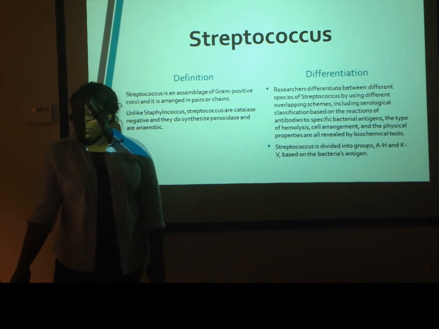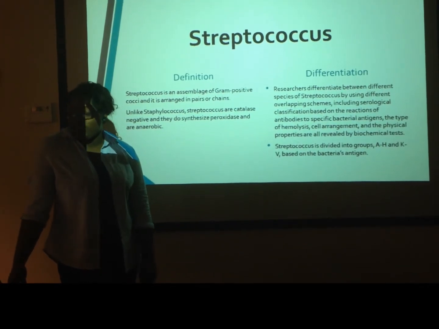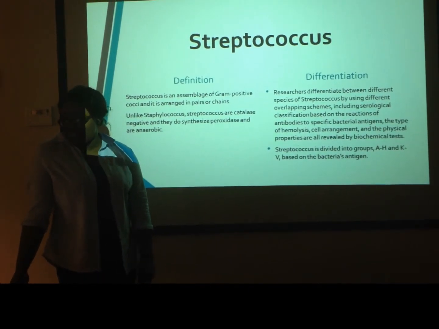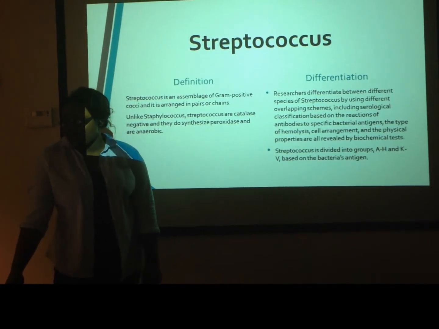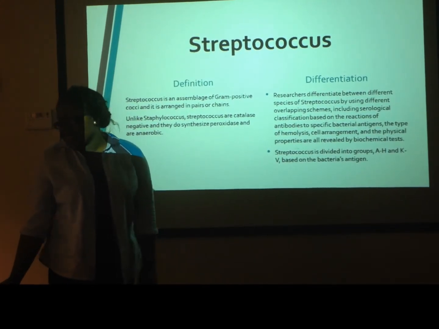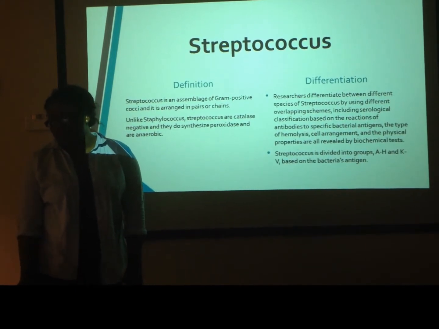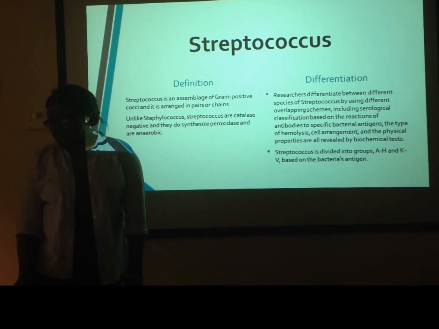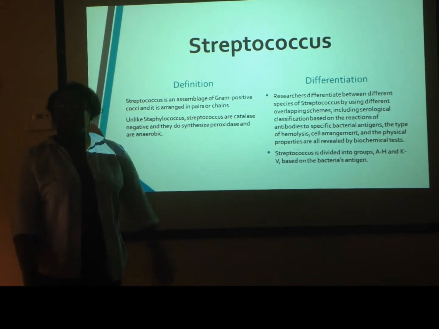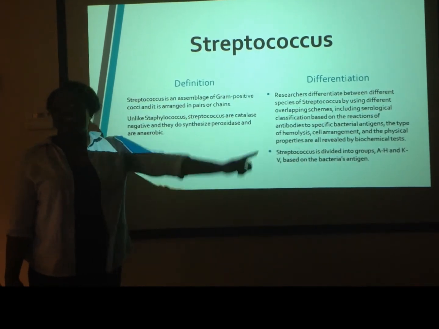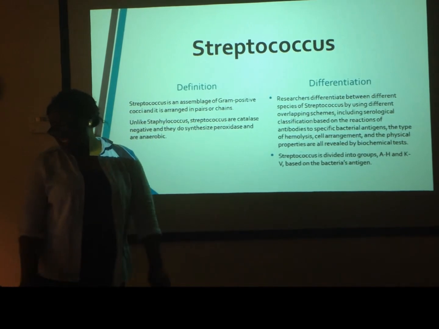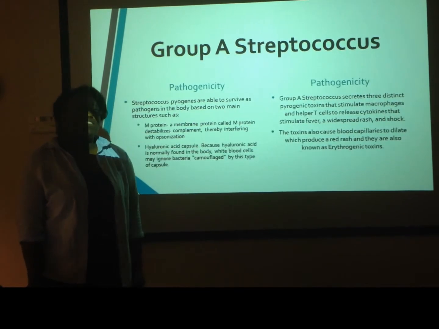Differentiation between these Streptococcus species relies on overlapping schemes: classification based on the reaction to antibodies against specific bacterial antigens, cell arrangement, hemolysis, and physical properties, all revealed by chemical tests. Streptococcus is divided into groups, such as A, B, C, and D, based on the bacteria's antigens.